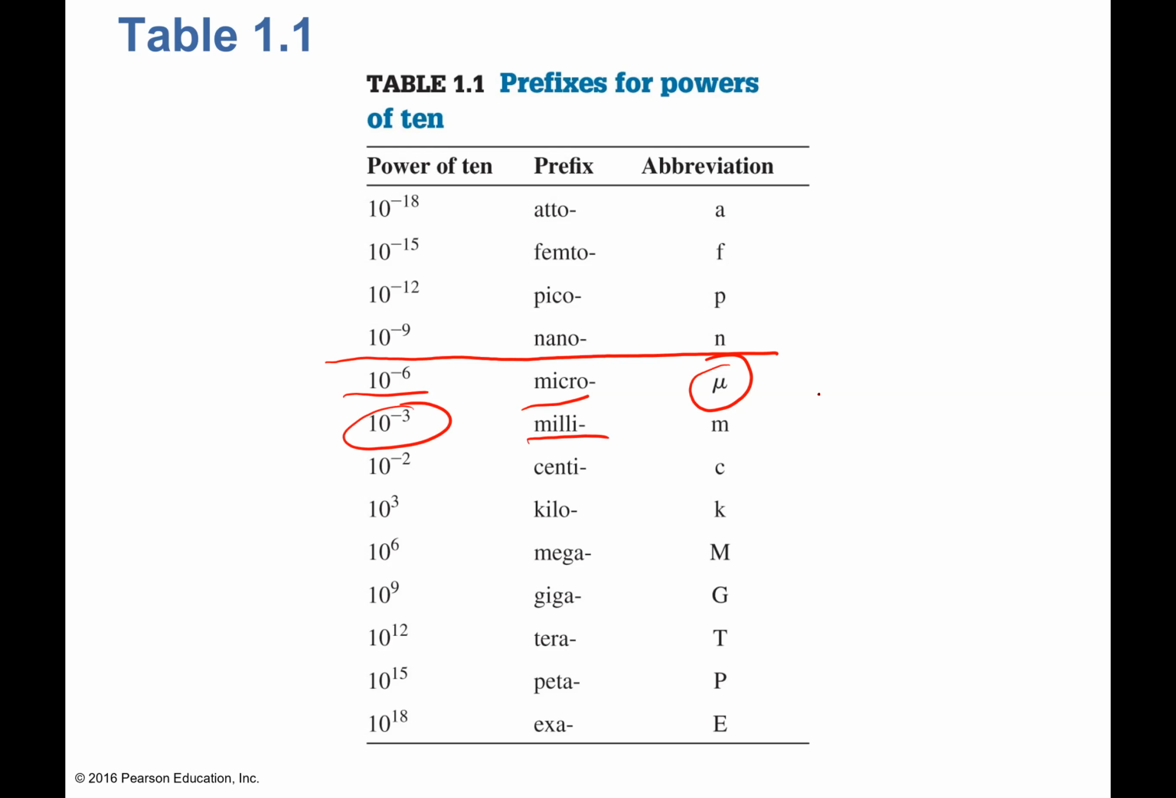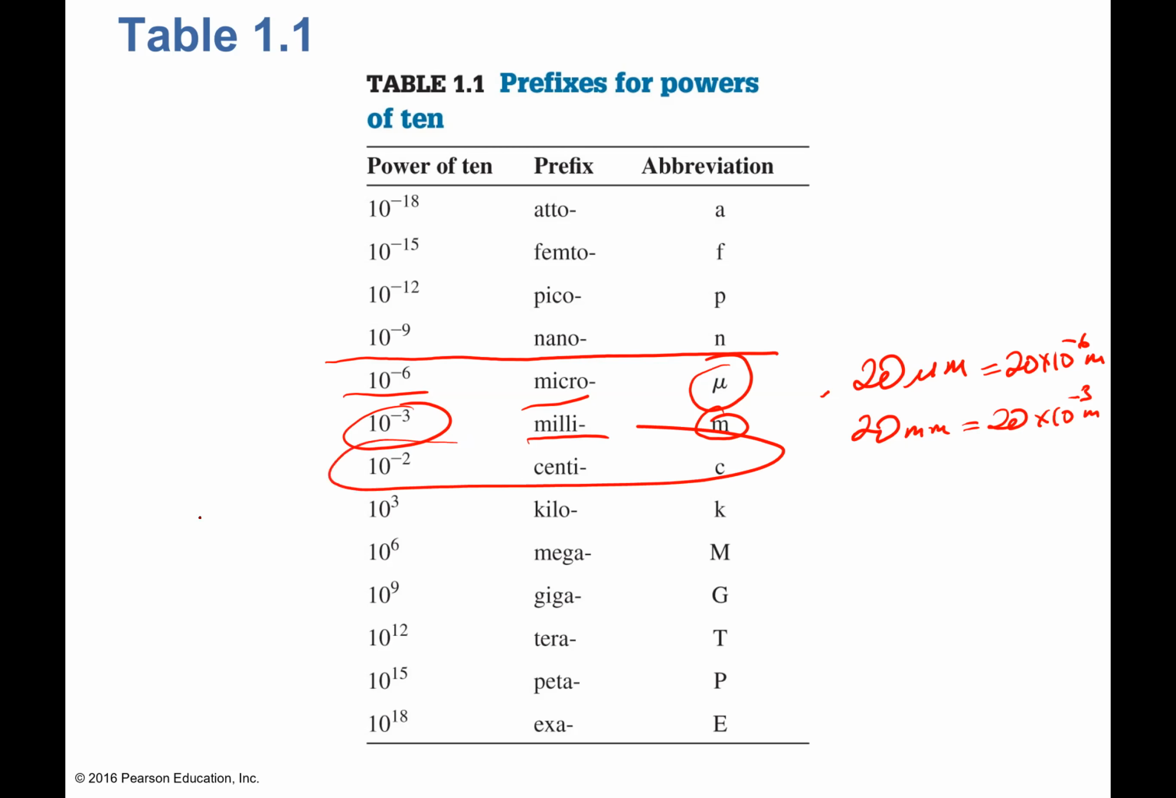So you can see that if you write, for example, 20 micrometers, this is basically 20 times 10 to the negative 6 meters. When you have 20 millimeters, this is 20 times 10 to the negative 3 meters, and so on. Then you have centi, which is 100th of a meter, and then kilo, then mega, and so on and so forth. So maybe in this class, our range will be this.